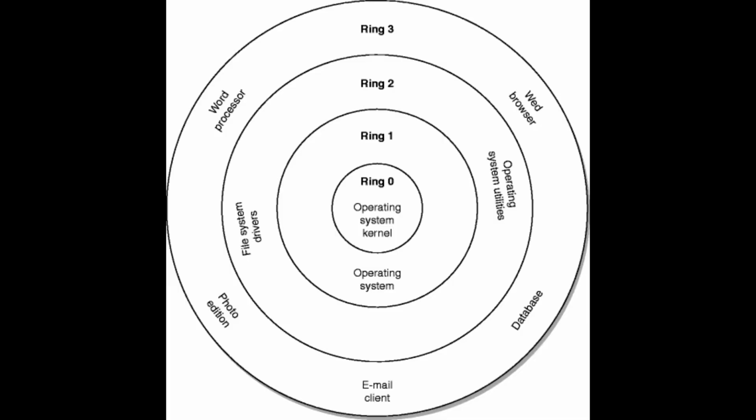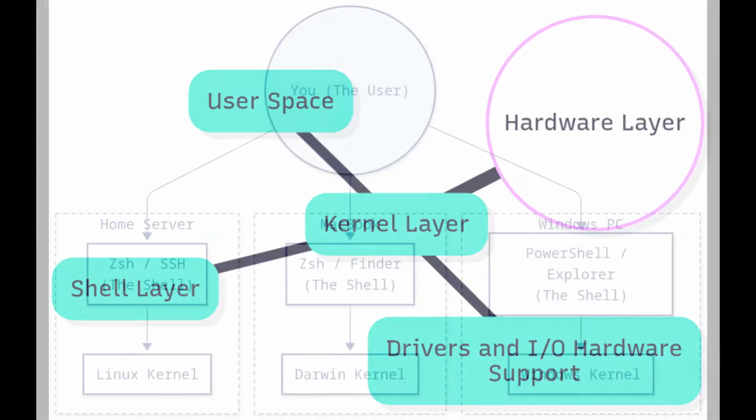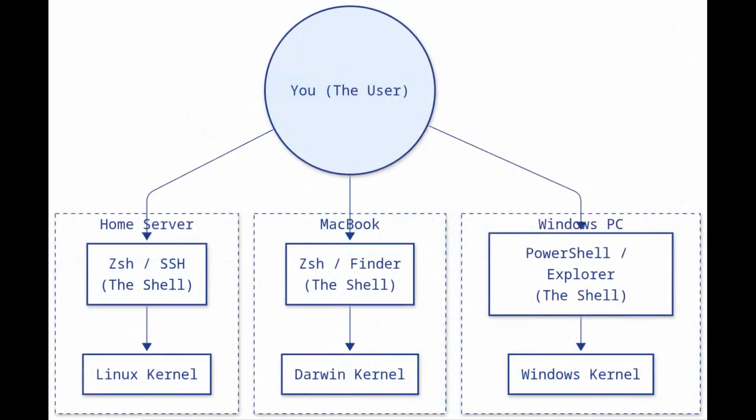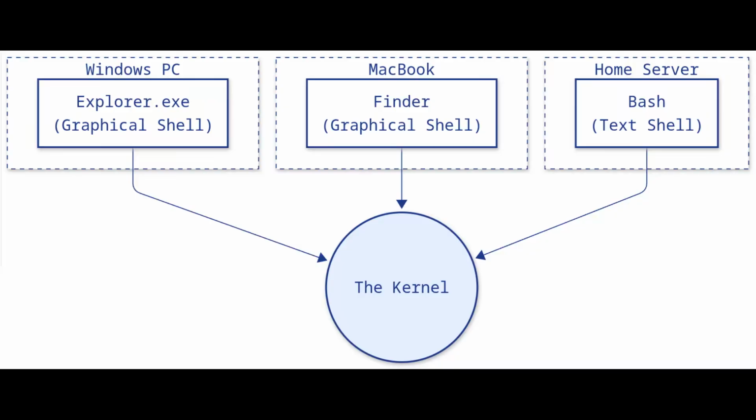Working from the center outward, a computer is comprised of a hardware layer, a kernel layer, drivers and input-output hardware support, shell and user space. Depending on the operating system, this user space can vary from simply being a TTY connection or shell, which is what HOMESERVER offers as its only way to directly interface with the machine. User space is what most people are familiar with. All graphical user interfaces exist in user space, and these graphical user interfaces operate identically to shell commands.